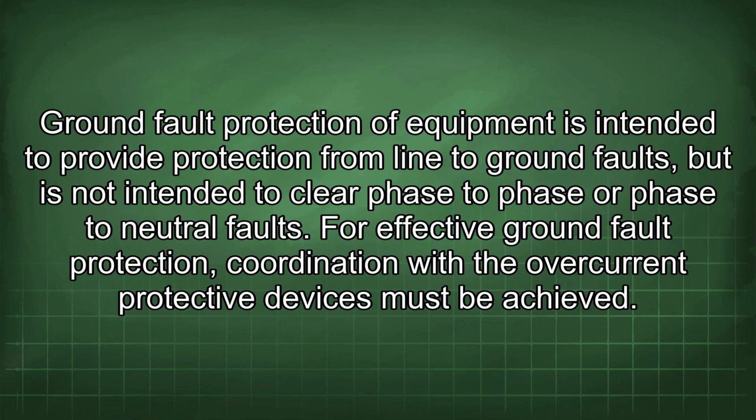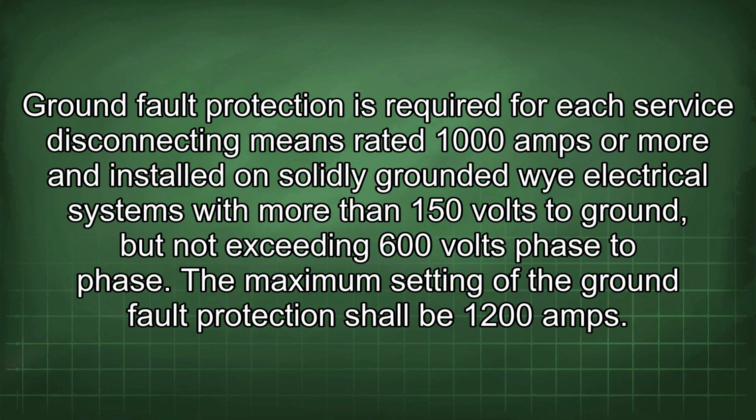Ground fault protection of equipment is intended to provide protection from line to ground faults, but is not intended to clear phase to phase or phase to neutral faults. For effective ground fault protection, coordination with the overcurrent protective devices must be achieved. Ground fault protection is required for each service disconnecting means rated 1000 amps or more and installed on solidly grounded wye electrical systems with more than 150 volts to ground, but not exceeding 600 volts phase to phase. The maximum setting of the ground fault protection shall be 1200 amps.